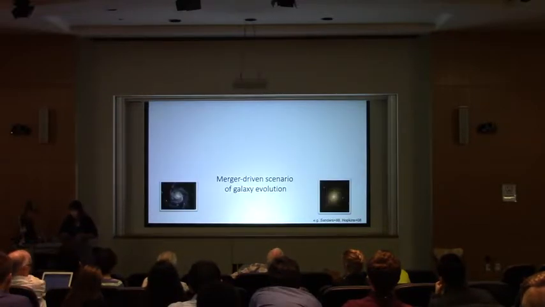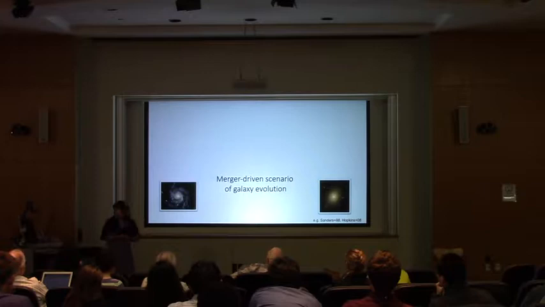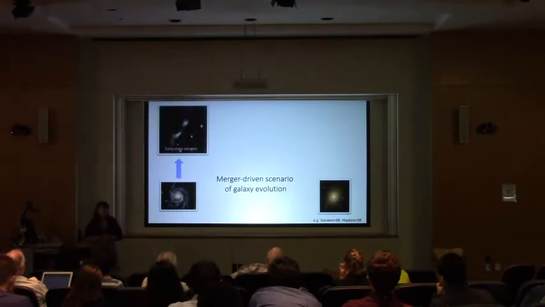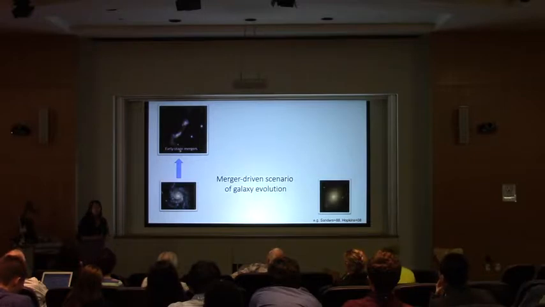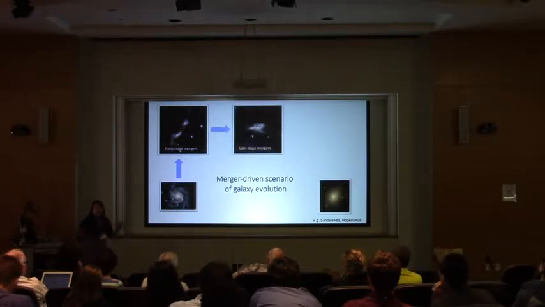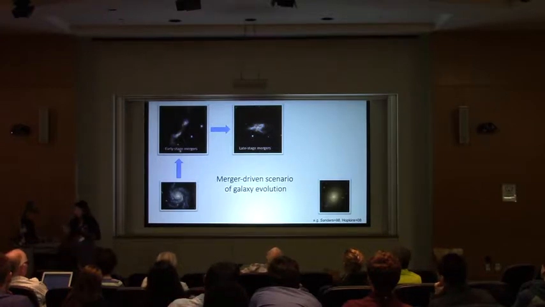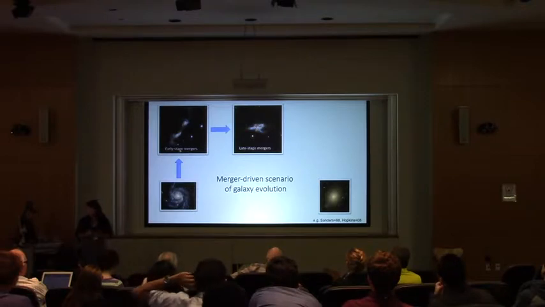So what emerges is this picture of a self-consistent merger-driven scenario of galaxy evolution, where gas-rich major mergers come into each other's gravitational influence and start a delicate dance, interact a few times, and then collide and form what we call later-stage mergers and post-mergers.